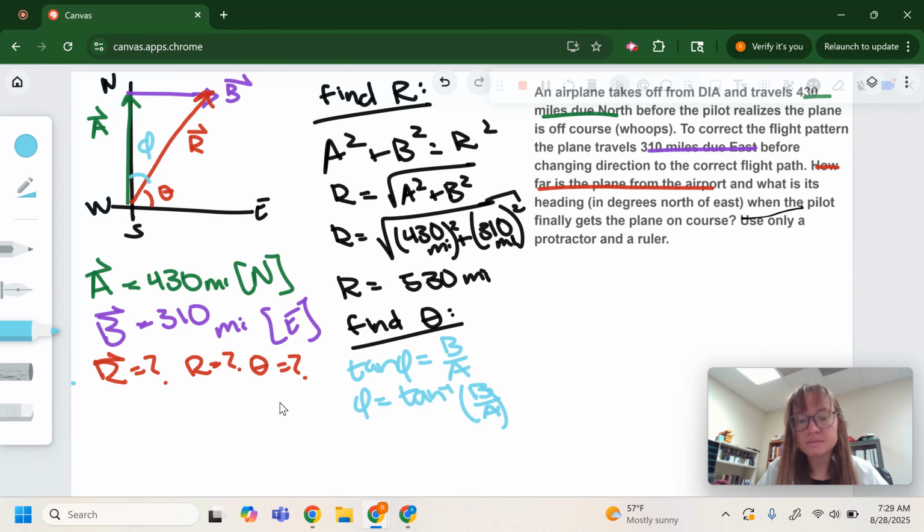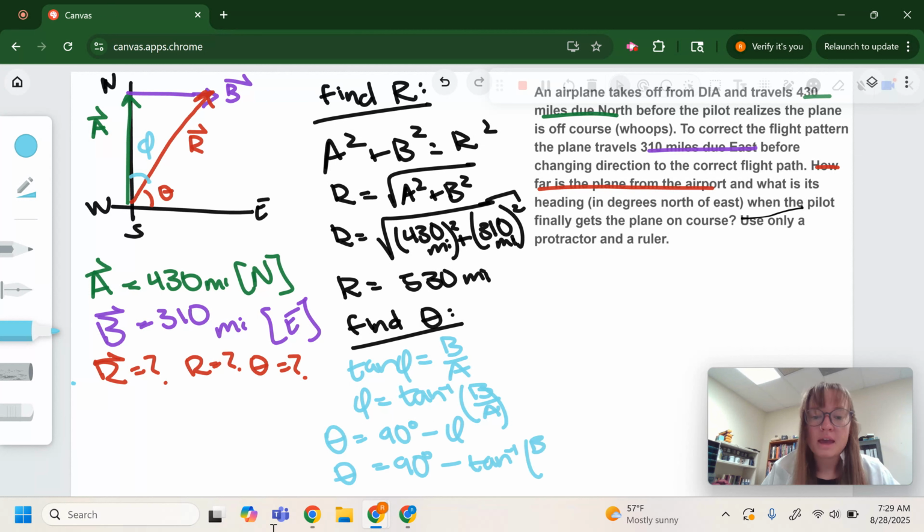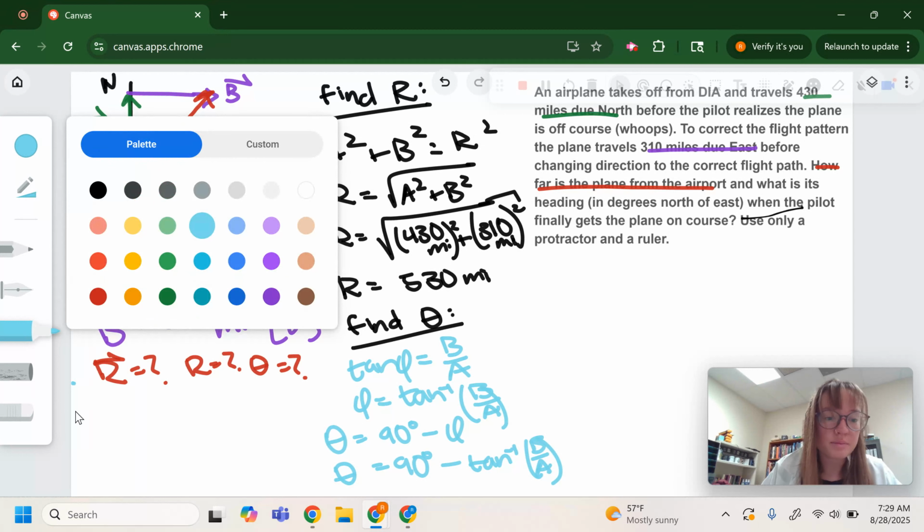given. Okay, then if we wanted to find theta, theta would be 90 degrees minus phi. And then that means theta is equal to 90 degrees minus inverse tangent of B over A. Then we could plug in numbers and get to a final answer. That is one option. Here is another option.